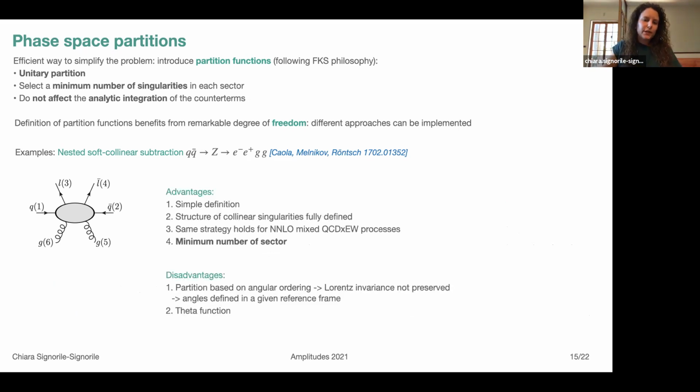So one of the advantages of this approach is that it's intrinsically minimal, in the sense that given the process, with this approach, we are able to include all and only the sectors that we really need to treat all the phase space singularities. One of the main disadvantages, on the other hand, is that it's intrinsically not Lorentz invariant.